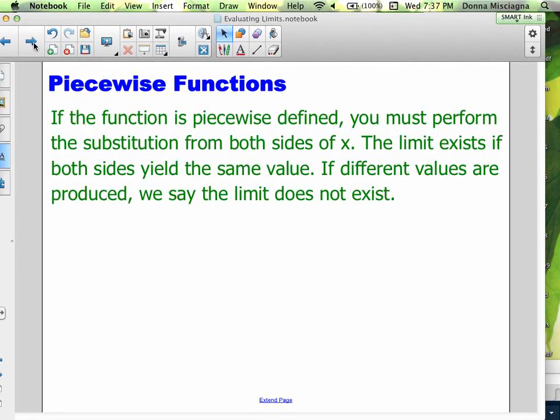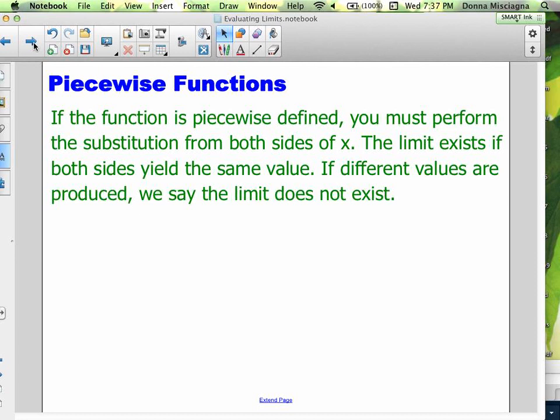In this podcast, we're going to be looking at piecewise functions. So if the function is piecewise defined, you must perform the substitution from both sides of x. Right? You'll have one equation for the right and one equation for the left. The limit exists if the sides yield the same value. If different values are produced, we say the limit does not exist.